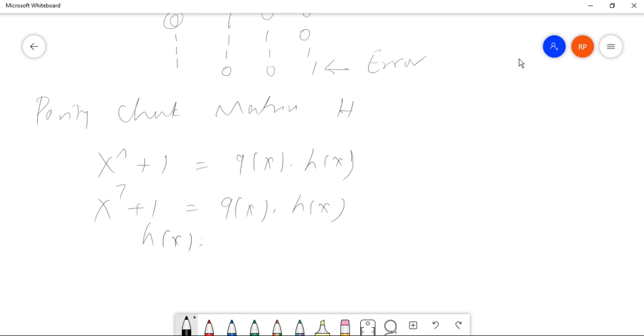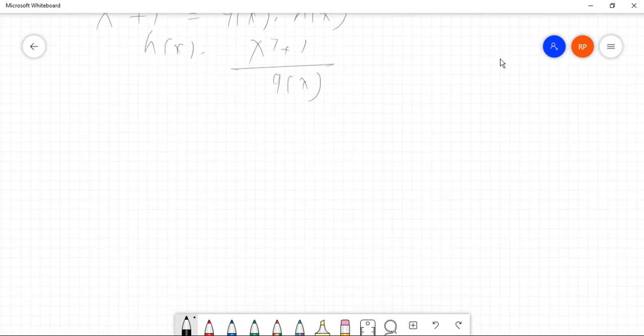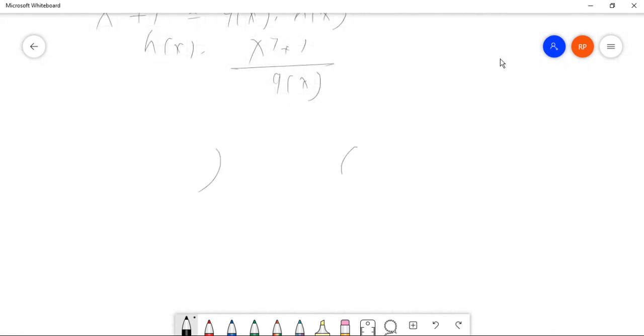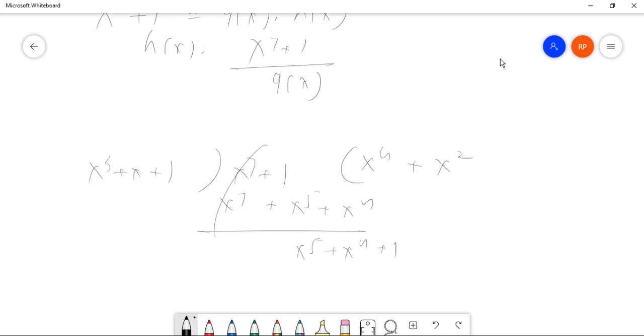To get h of x, the x raised to 7 plus 1 has to be divided by g of x. So let us divide x raised to 7 plus 1 by x cube plus x plus 1, that is g of x. First time we need x raised to 4. So x raised to 7 plus x raised to 5 plus x raised to 4. This will get cancelled. Then it is x raised to 5, x raised to 4 plus 1. Then next time we need x square. Once we have x square, it will be x raised to 5 plus x raised to 3 plus x raised to 2.